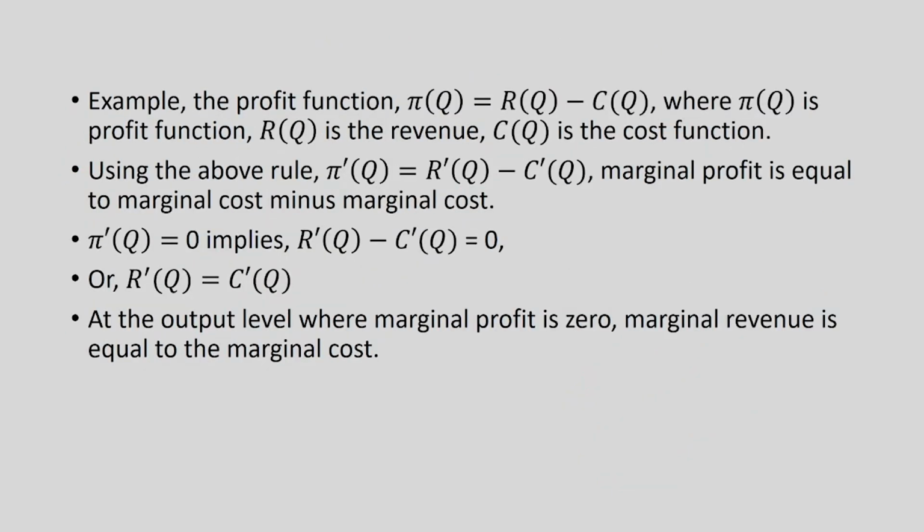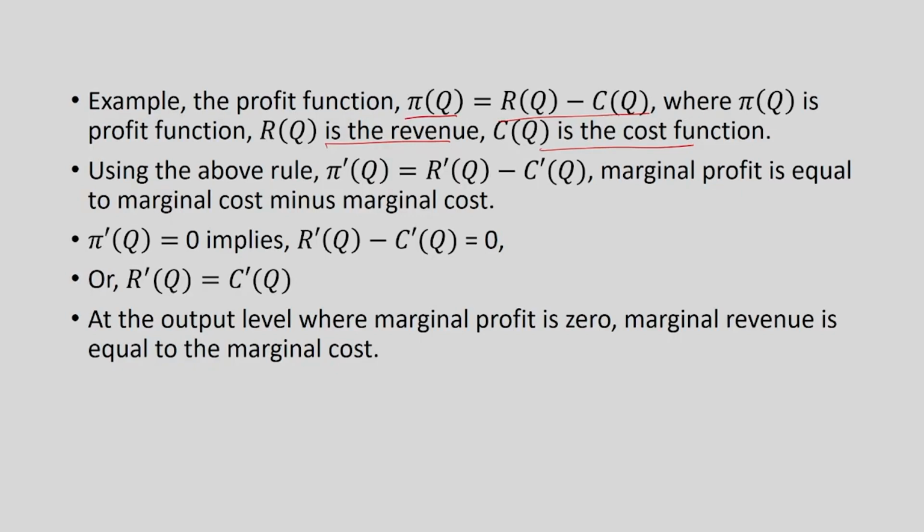So, here is an example of economics. Suppose you have what is called the profit function, which is usually denoted by pi of q. Q is the output level. So, the profit function is expressed as r of q minus c of q, where r is the revenue and c is the cost, right. So, r q is the revenue function, c q is the cost function. Once the cost is deducted from the revenue, then we get profit, very simple.